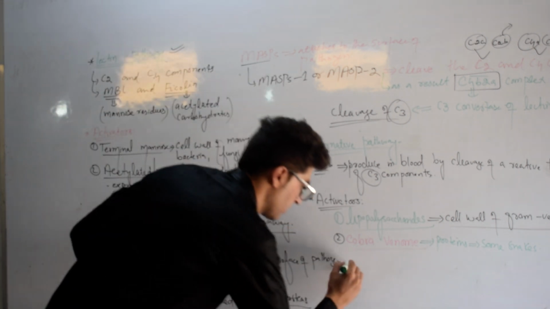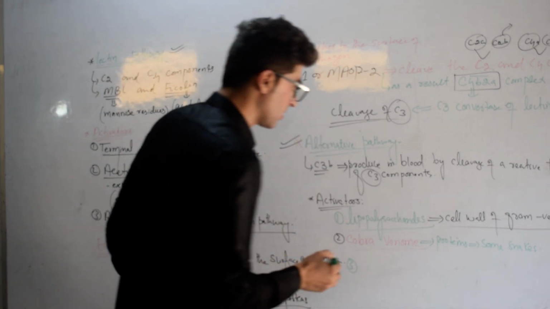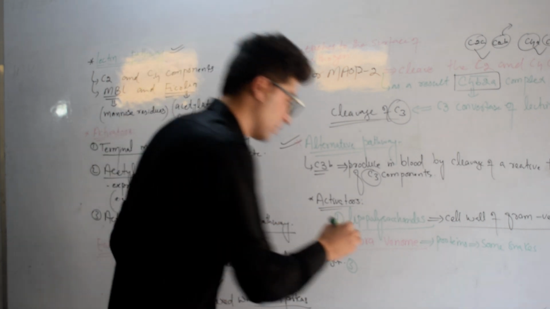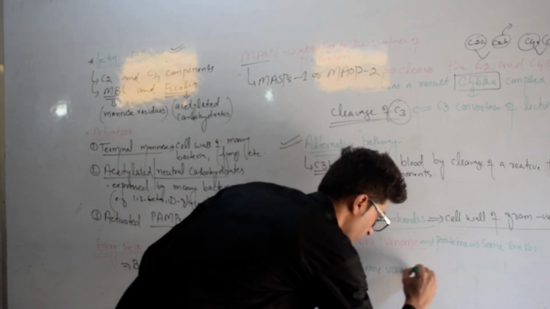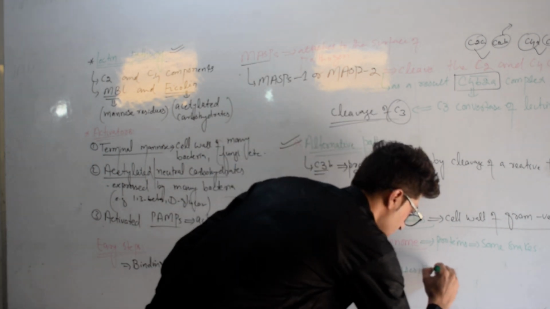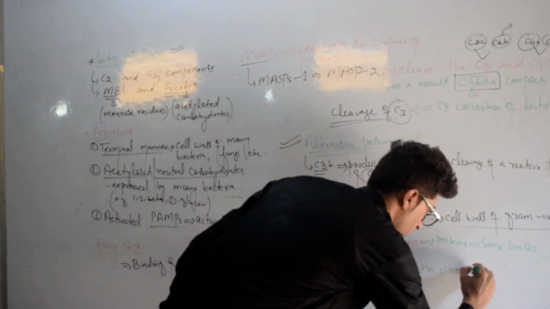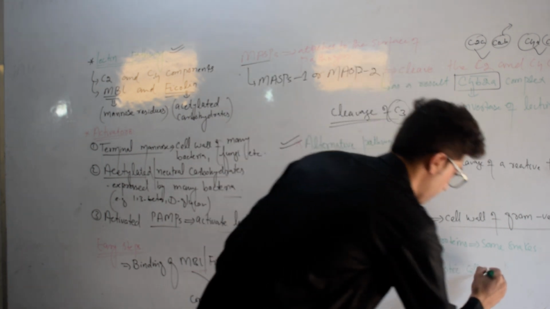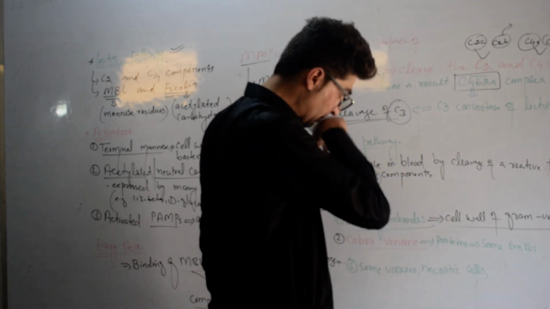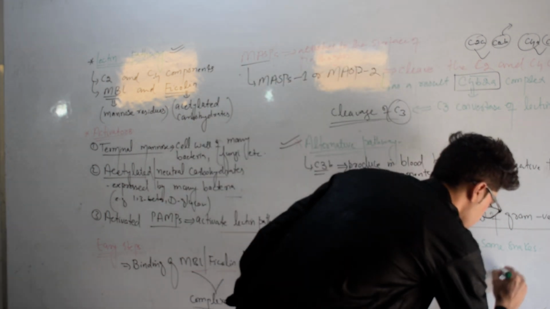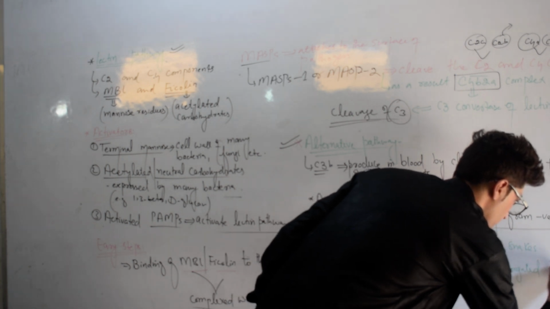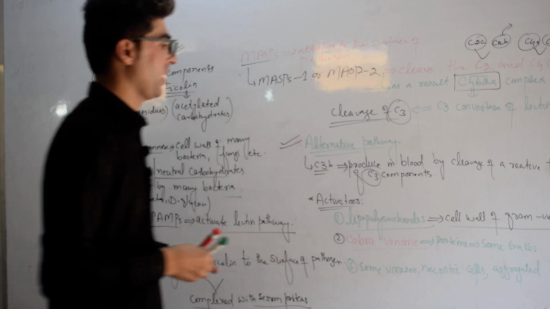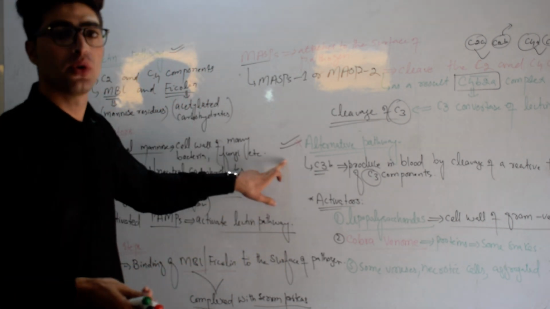The next activators, like in the classical pathway, are some viruses, necrotic cells, and aggregated immunoglobulins. They are also going to activate the alternative pathway.